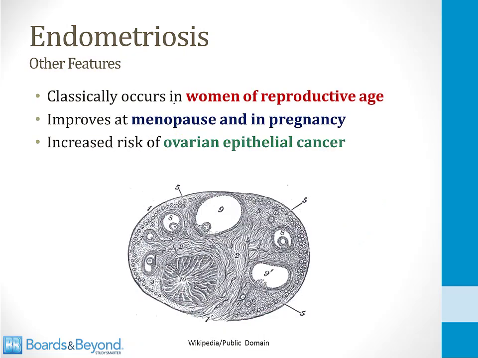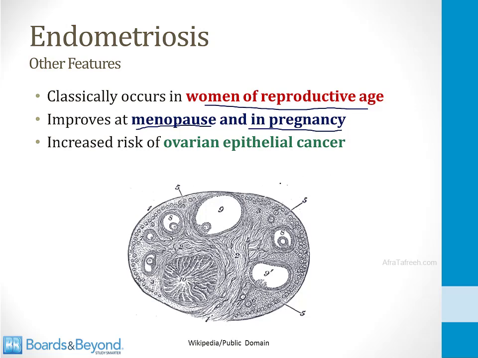A couple of other features of endometriosis: it classically occurs in women of reproductive age. So typically in a board question, this will be a woman with cyclic pelvic pain in her 20s, 30s, or 40s. It improves at menopause and during pregnancy, and that's because in both of these instances, the menstrual cycle stops, and that's what's driving the cyclic pelvic pain.